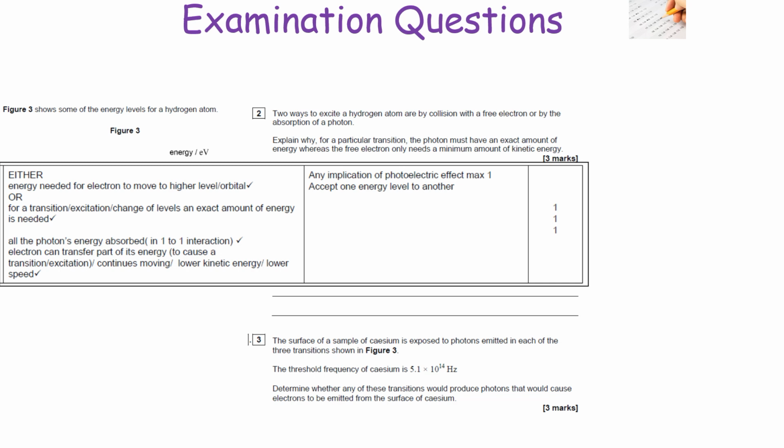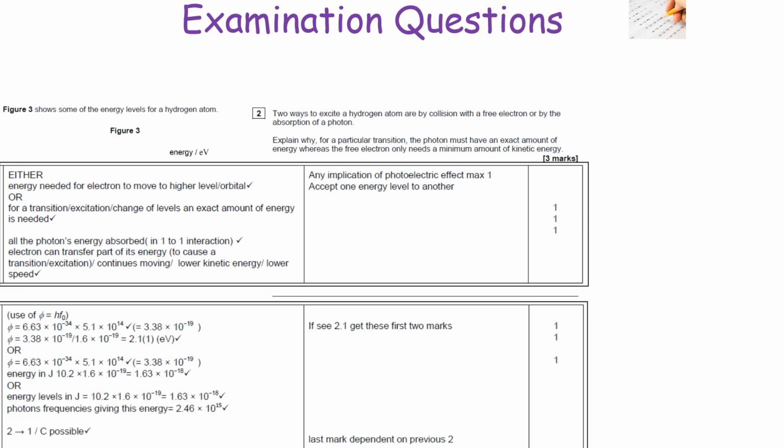Emission of the photoelectron. Now, how would you work that through? You do work function equals Planck's constant times the threshold frequency, and you work out the value in joules. You can then divide that by 1.6 times 10 to the minus 19 to get your answer in eV, and you see that it's 2.1 eV. You then look to the energy level differences in the atom, and you'll notice that C has a greater energy level difference than 2.1 eV, indicating that the photon produced in the transition of C from 2 to 1 will cause emission in the photoelectric effect.